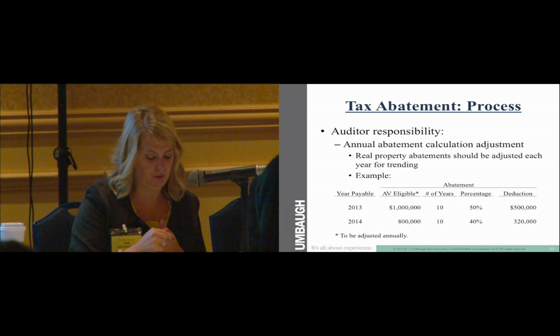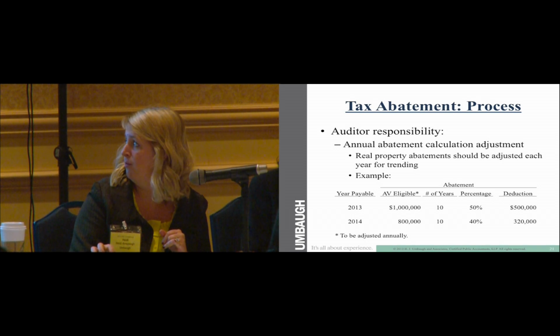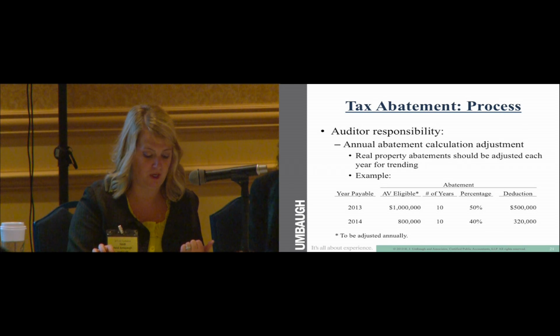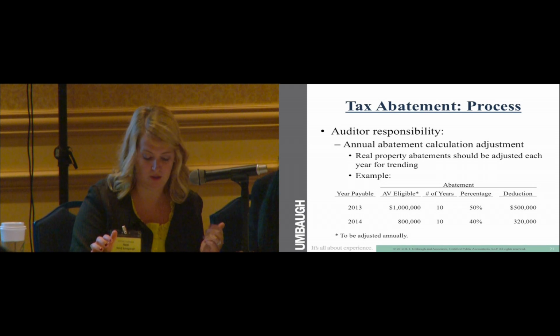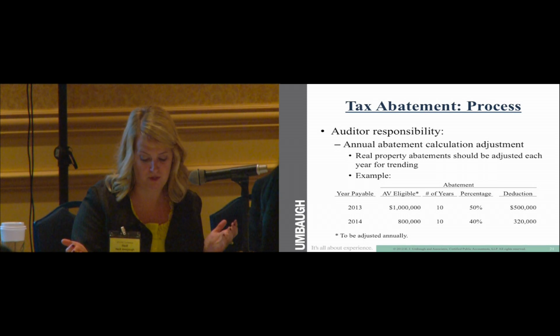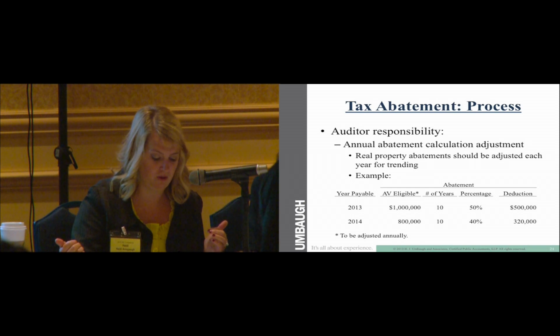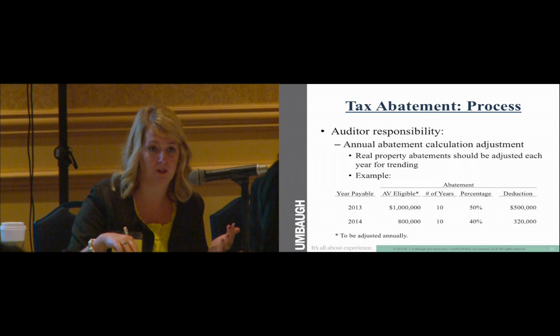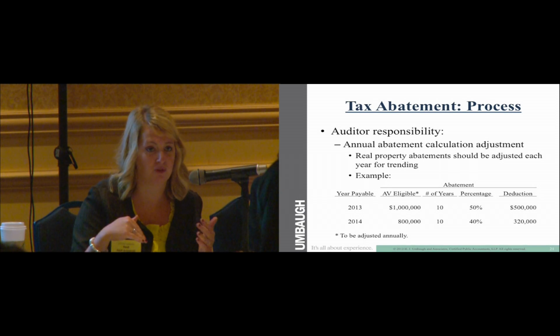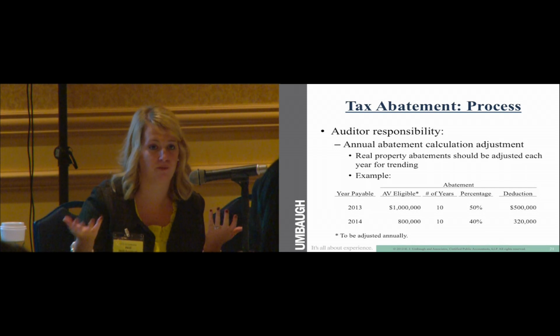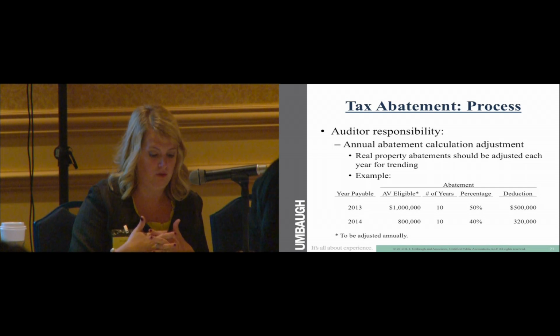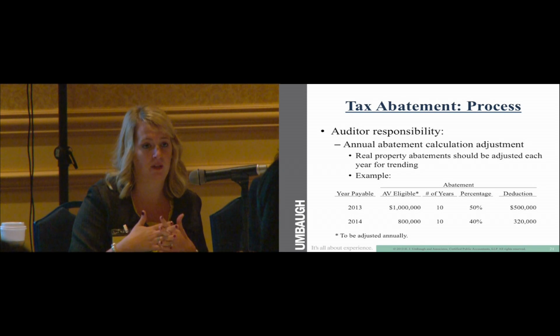So I've given you an example here. In 2013, say the abatement is being calculated off of $1 million of assessed value. It has 10 years of abatements, and in its 50% year, its fifth year, they receive a $500,000 deduction. Well, in 2014, the assessed value on that property has actually decreased, and the amount that the abatement is to be calculated off of is $800,000. So now you should be decreasing the assessed value the abatement is calculated off of to $800,000, and then taking the percentage times that reduced amount, or increased amount if it goes up. So that's something for you all to be aware of that needs to be happening each year.